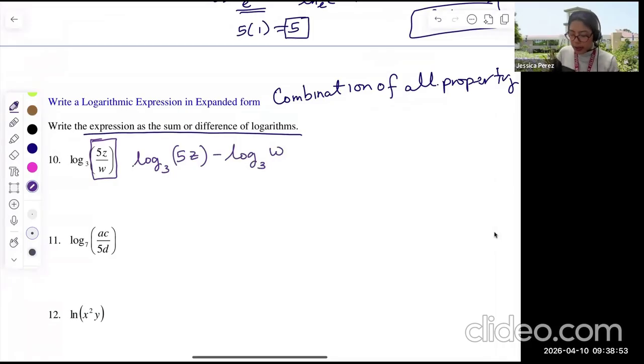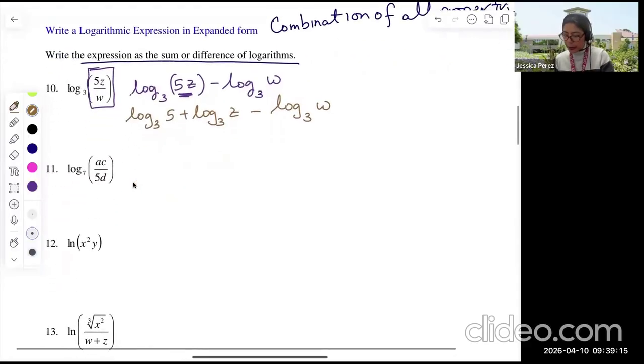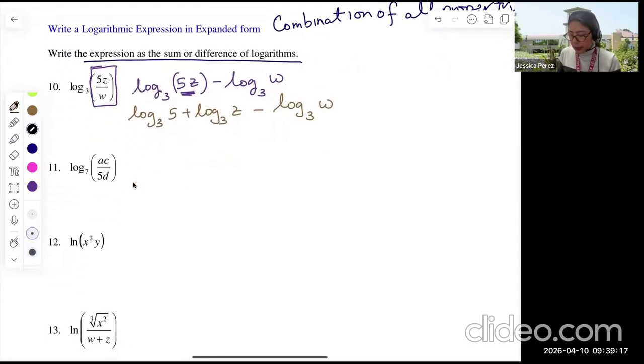Now I see another property, and that property is the multiplication. So I need to split those and do, okay, well, that's log base 3 of 5 plus log base 3 of z minus log base 3 of w. Okay.